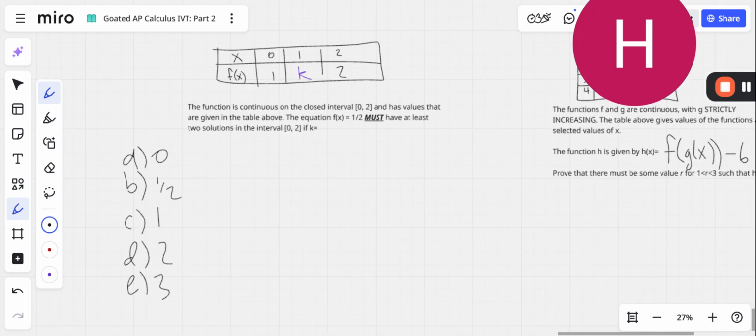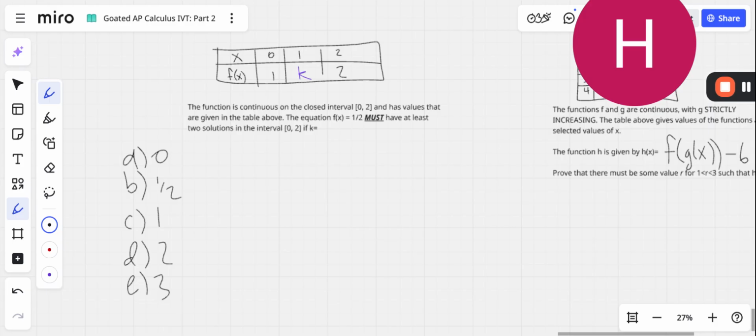Go ahead and give yourself about 6 or 7 minutes. It shouldn't take much more than that. The middle one will take longer, but it should really only take about 6 or 7 minutes to solve these problems using the IVT. And when you're ready, I'll pause the video. You can come back, see how we did it here.